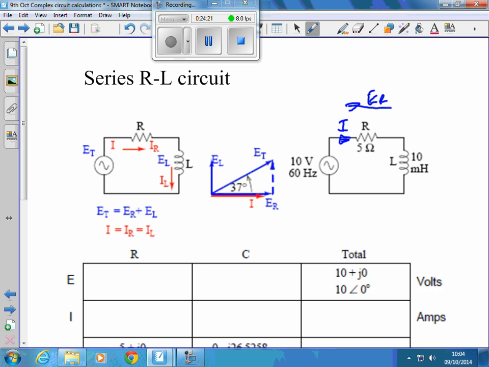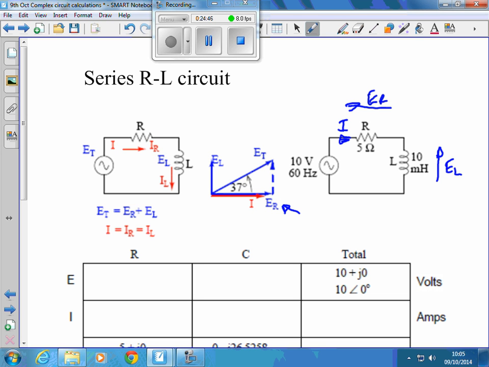There you are. We talked about that being in phase with the current. So that's this one here. We've got the voltage across the inductor, EL, 90 degrees upwards, leading the current by 90 degrees, which it does in an inductive circuit.